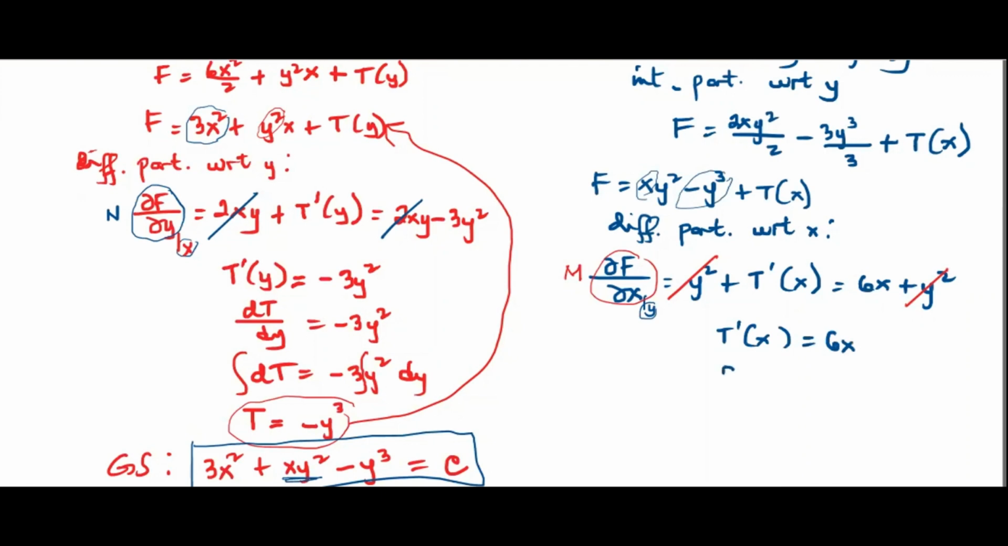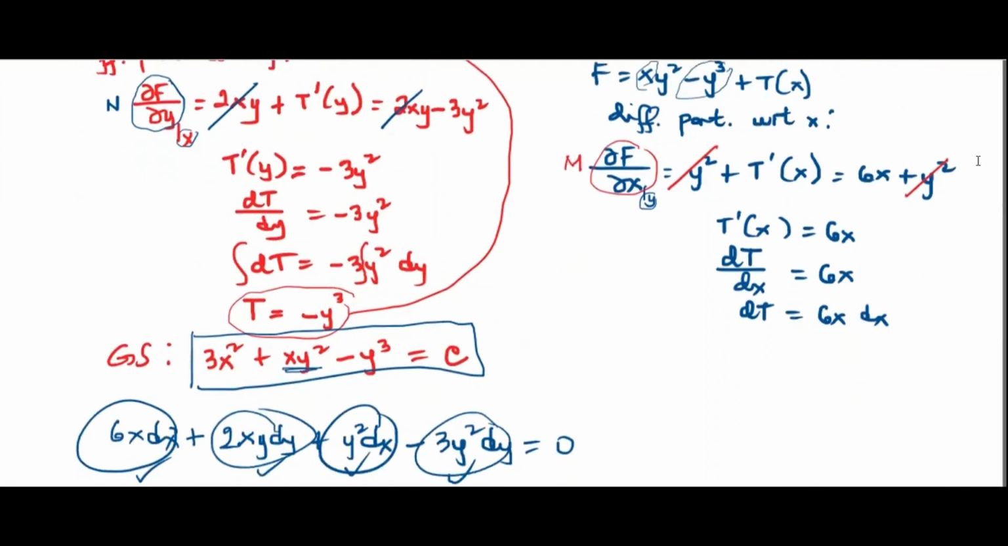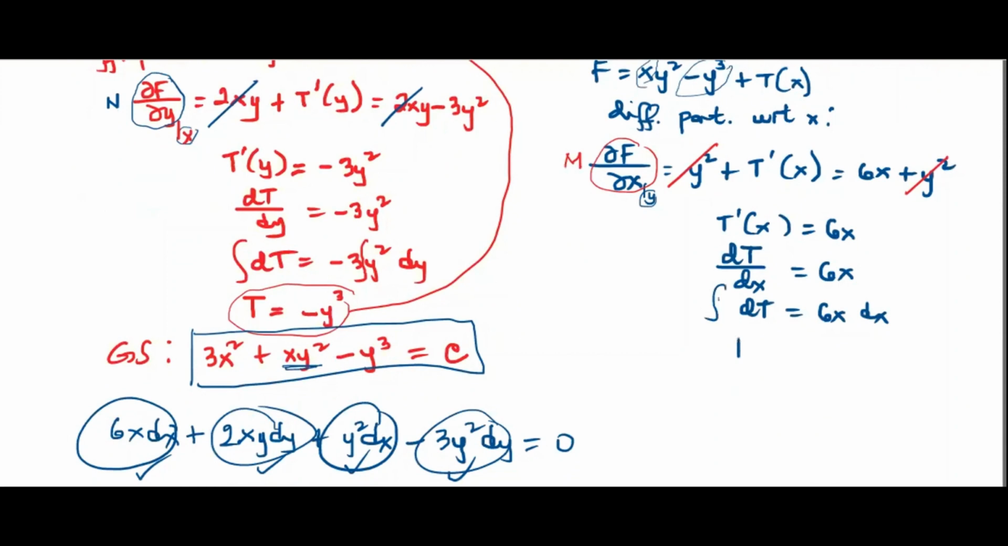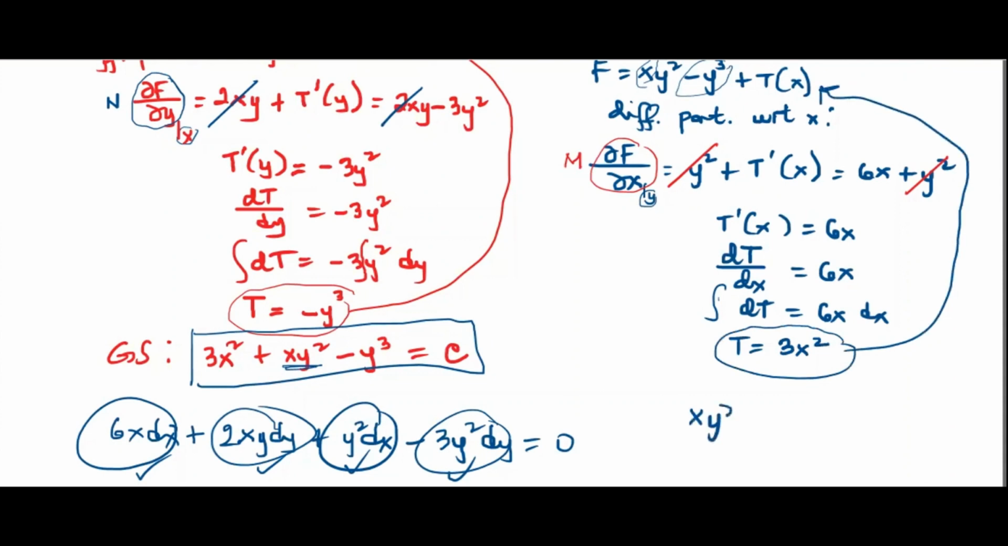T prime of x is known to be equal to dt over dx, that is equal to 6x. Cross multiply, dt is equal to 6x dx. And if you integrate now, the integral of dt is t, and the integral of 6x dx is 6x squared over 2 or 3x squared. Ito ngayon, ang ipapalit mo dito sa t. And you will now have xy squared minus y cubed plus 3x squared equal to c.